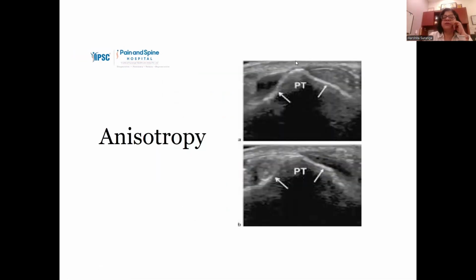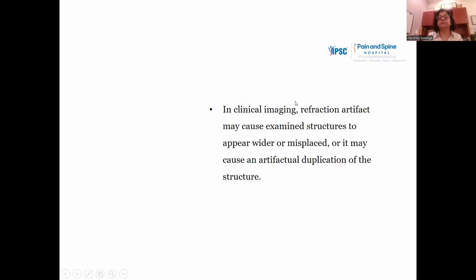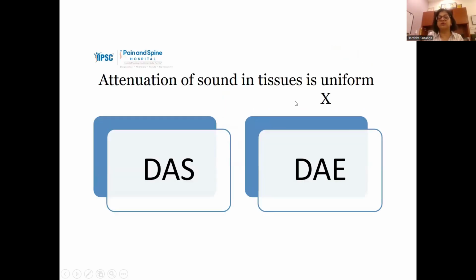So again, another example of anisotropy. This is the peroneal tubercle, and here you can see peroneus longus and brevis. One of the tendons will always appear hypoechoic in relation to the other, and we should not make it a pathology, understanding that it's an anisotropy happening because both the tendons are not parallel to the probe. In clinical imaging, refraction artifact may cause the examined structure to appear wider or misplaced, or it may cause artifactual duplication of that structure.